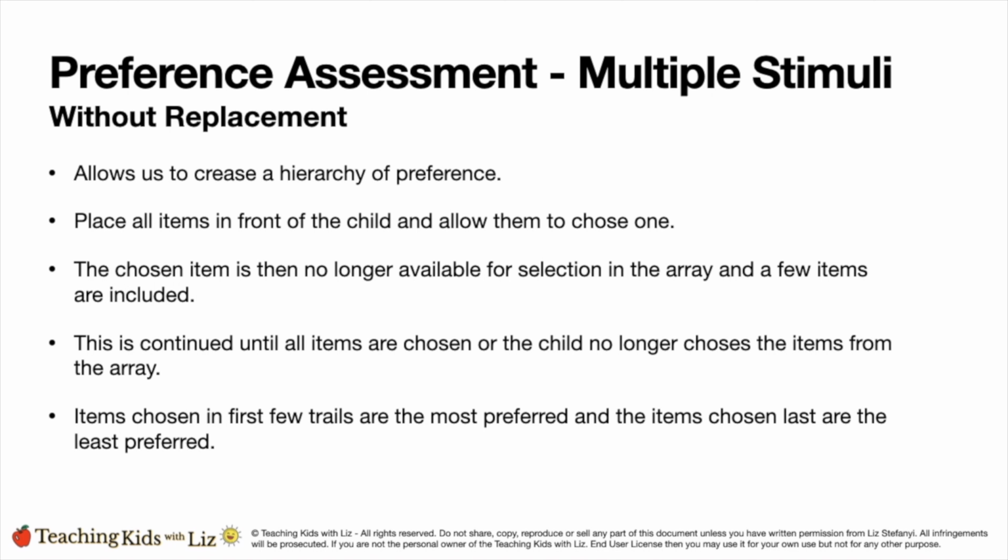The chosen item is no longer available for selection in the array, and only the remaining few items are included. This is continued until all items are chosen or the student no longer chooses items from the array. Items chosen in the first few trials are most preferred, and the items chosen last are the least preferred.